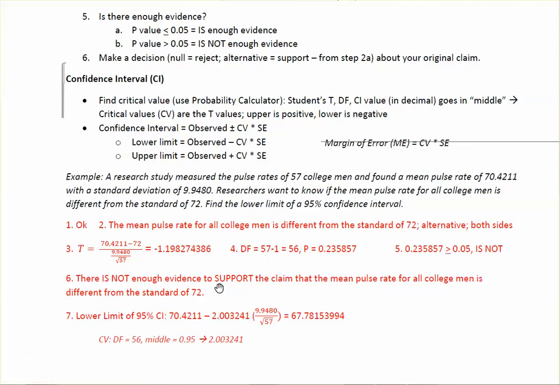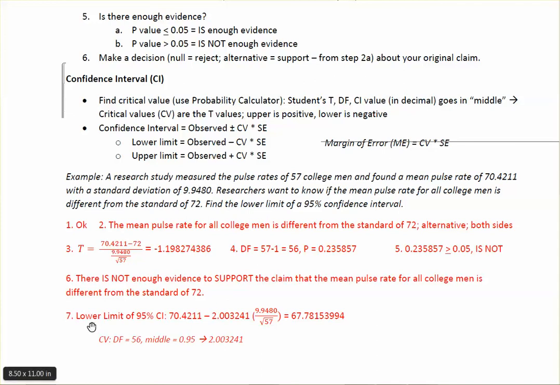So what does that actually mean? There's not enough evidence to support the claim that the pulse rate is different from 72. So what that means is that basically we're saying it doesn't appear to be different. You can never prove anything, so please do not ever use the word prove. So we can't prove it, but it appears from our data that the mean pulse rate isn't different.